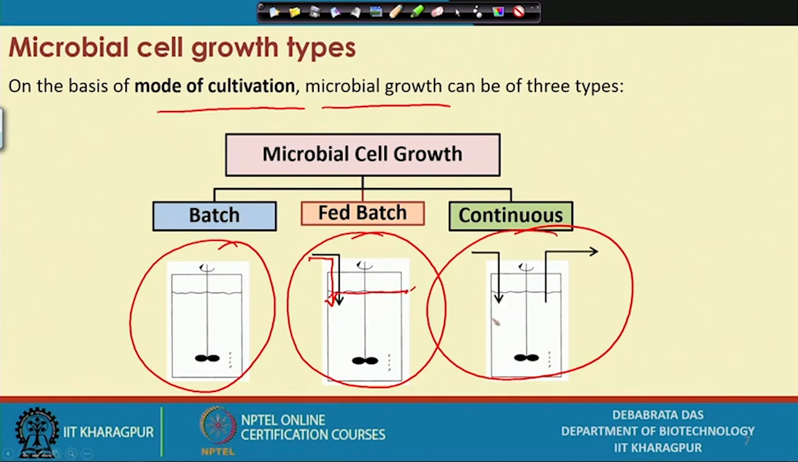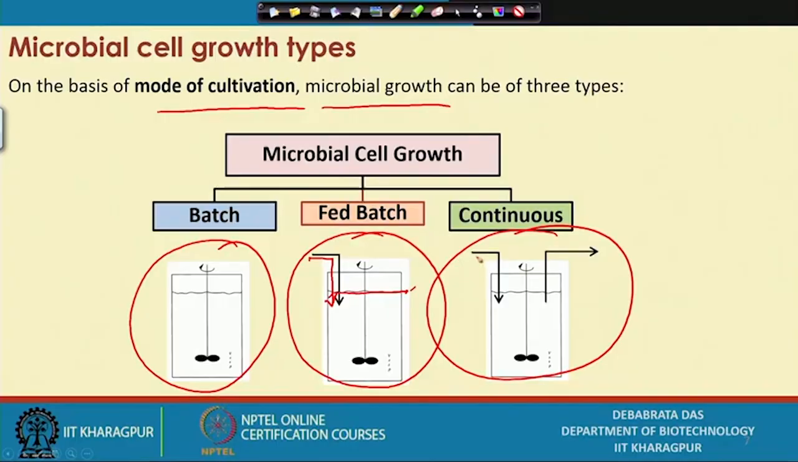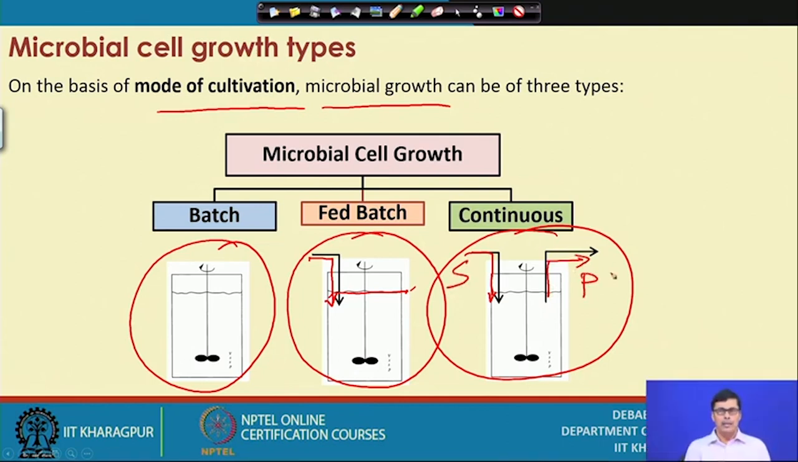A continuous system is something different. I told you, whenever we operate any kind of continuous system, we first operate in batch mode and let the reaction take place. When the rate of reaction is maximum, then we feed the substrate continuously and take the product out. So here substrate is coming in and product is going out, and this is a continuous process.